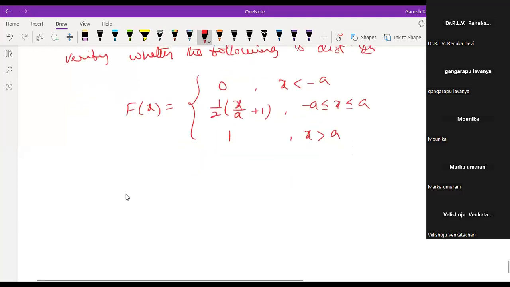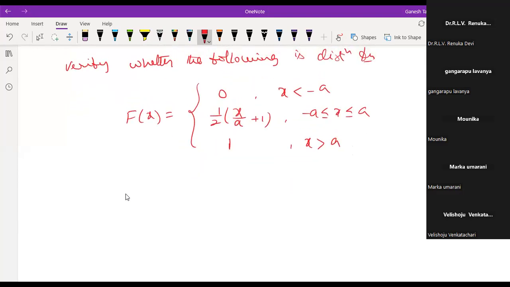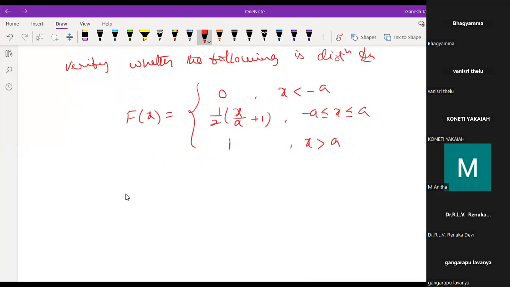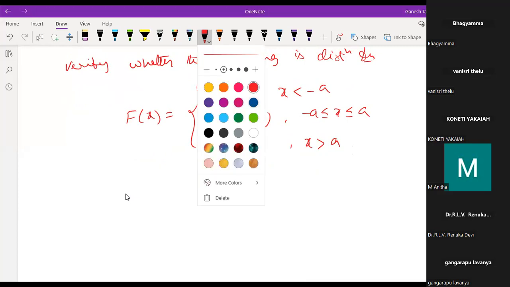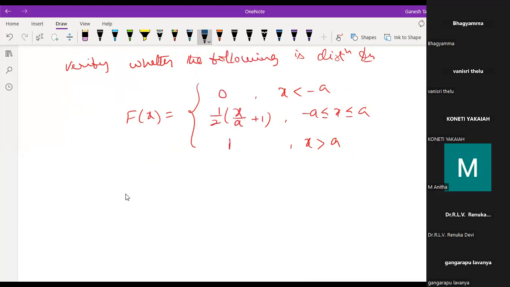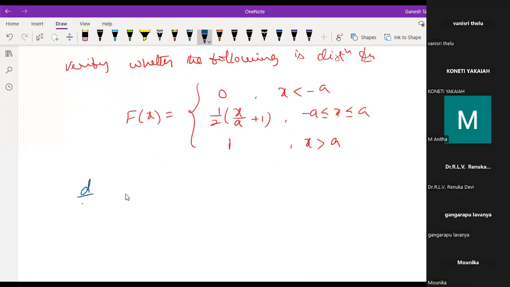Okay, it is clearly mentioned that f of x is continuous at x is equal to a and x is equal to minus a. So first we'll define it. Because it is continuous, I can write d by dx of F of x, which gives 1 by 2a when x is from minus a to a, and 0 otherwise.